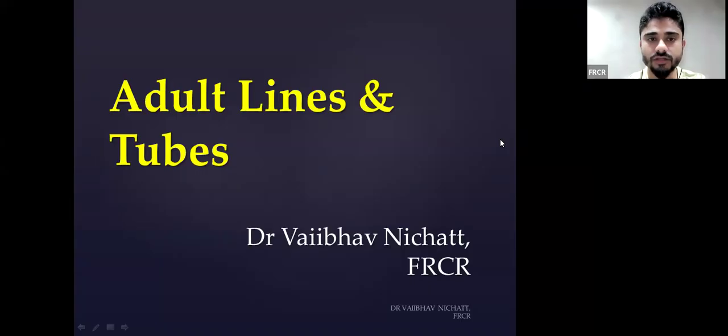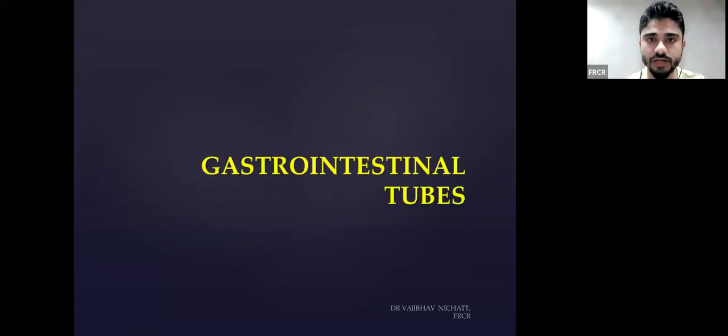In the previous session, we discussed respiratory system related lines and tubes. Today, we are going to discuss gastrointestinal system related lines and tubes. This is basically focused upon the FRCR shorts part of the examination, but in longs and also in the Viva, if you encounter any malposition of the lines and tubes, you should be able to identify it and report it to the examiner. That will give you extra points.